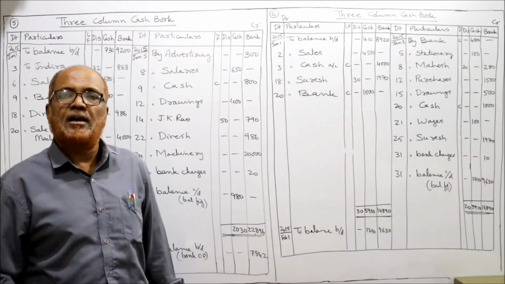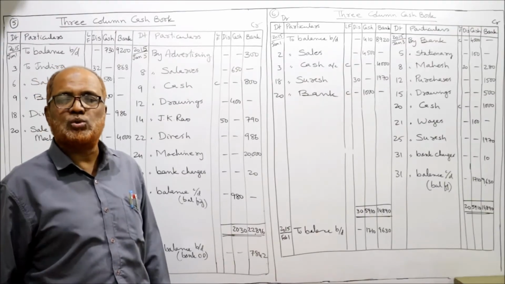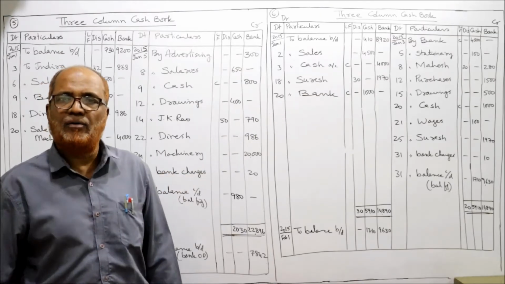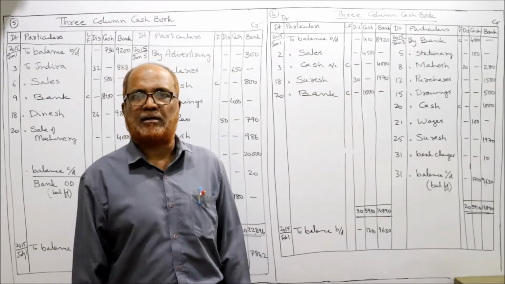Now 20th, drew from bank. Withdrawn from bank for office use. Drew from bank means cash withdrawn from bank for office use. Entry will be cash account debtor to bank. Contra.